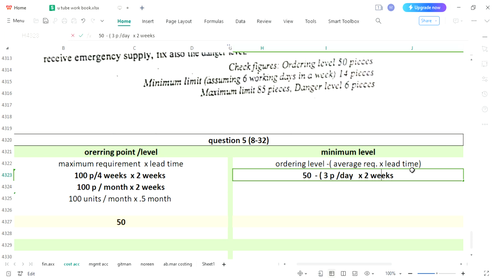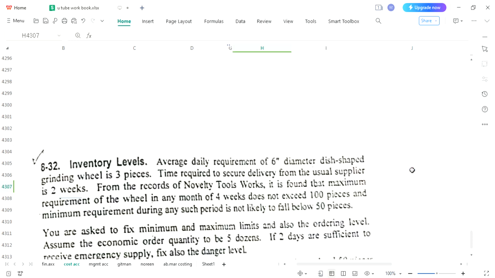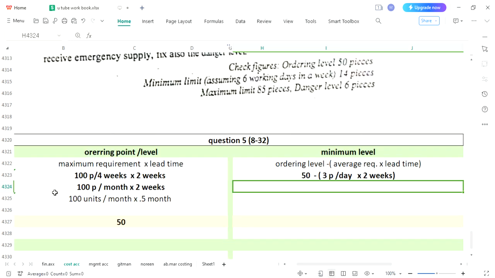Everything is mismatched over here and you need to synchronize these inputs. I'm letting you know where we have taken the 2 weeks from: time required to secure the delivery from the usual supplier is 2 weeks. It's not an emergency, so the lead time is 2 weeks. Now let me know what the difficulty is in the calculation of this formula.